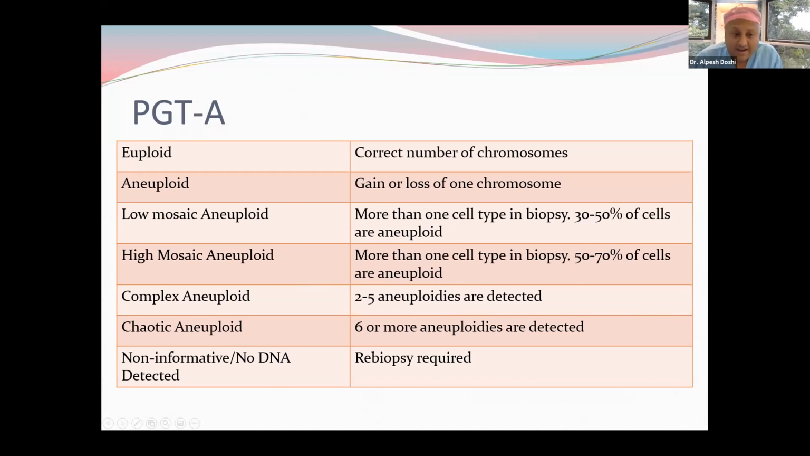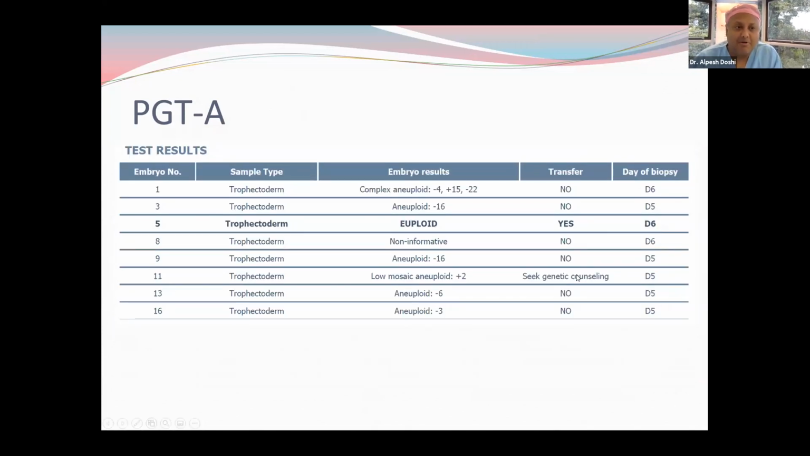It could be a complex aneuploid, meaning 2 to 5 aneuploidies are detected. It could be a chaotic embryo, whereby more than 6 aneuploidies are detected. Or one of the outcomes could be that there is no DNA detected, or it's non-informative, whereby a rebiopsy would be required. This is a typical example of how a PGT-A report would look. And you can see how it is essentially categorized for this patient, whereby it exactly tells you whether there is a loss or a gain of a chromosome. It tells you whether you can transfer or not. And of course, whenever you have embryos like this, where it says low mosaic, you would need to seek genetic counseling before this embryo is considered for transfer.